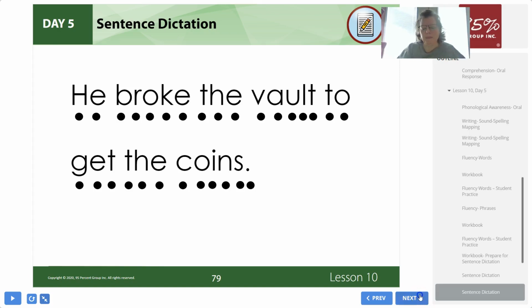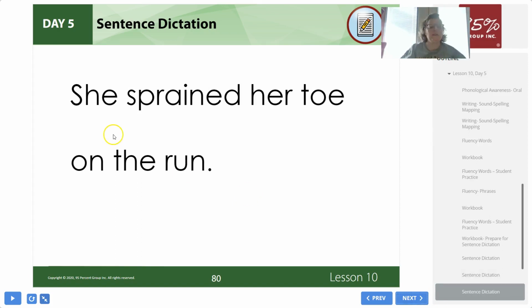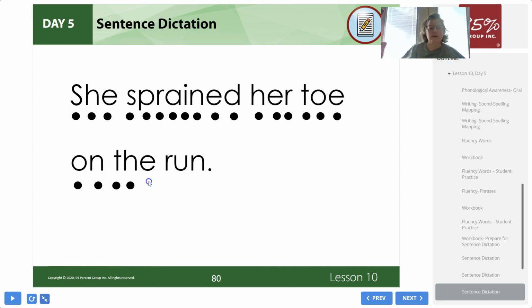All right, are you ready? Capital S, lowercase h, e, she, space, S, P, space, H-E-R, space, T-O-E, space, O-N, space, T-H-E, another space, R-U-N, and a period. She sprained her toe on the run.